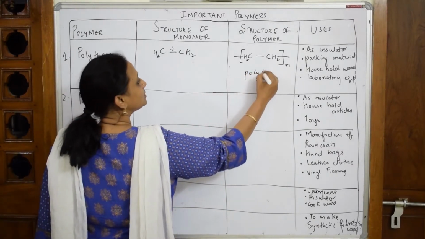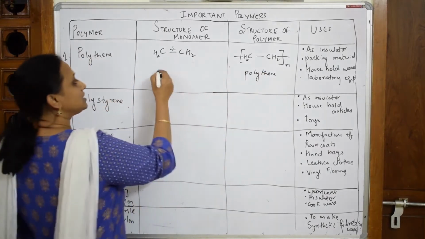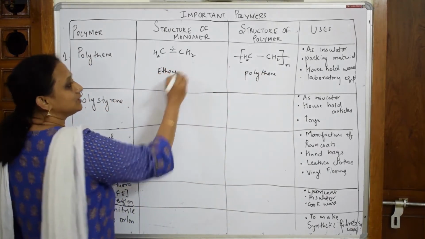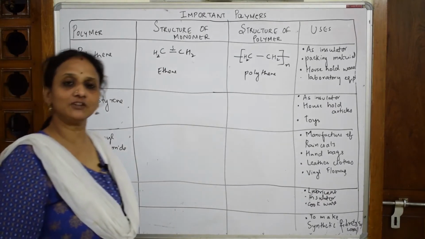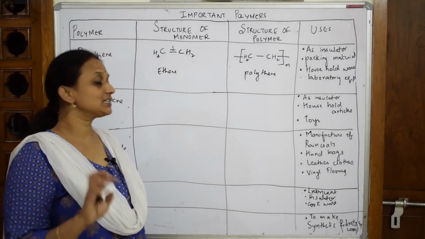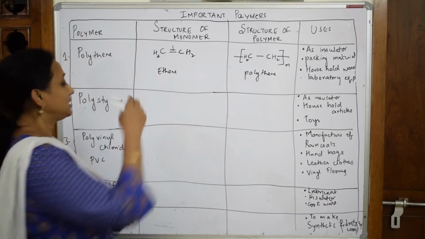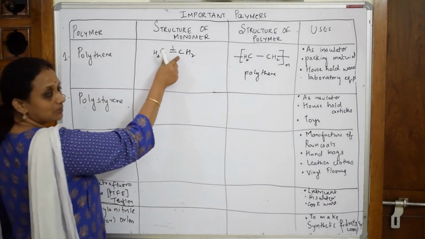So polythene is this. This is ethene. Monomer is ethene. Let's come back and write polystyrene. Styrene, whenever you see styrene, that means there is a benzene ring along with this. That's why I've written it in a sequence. This is your double bond, isn't it?